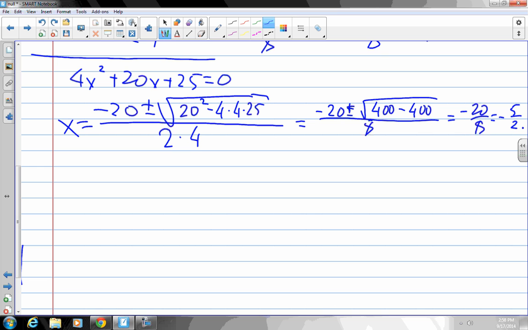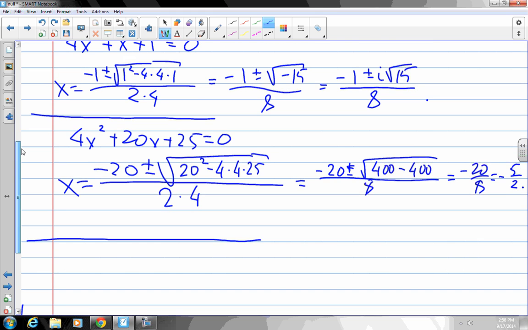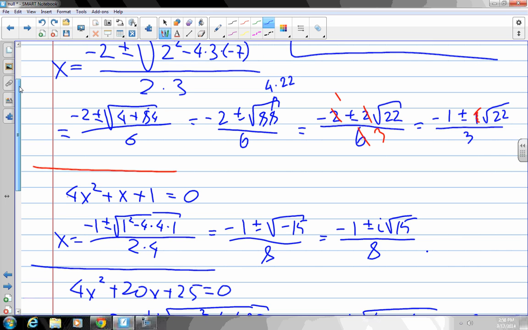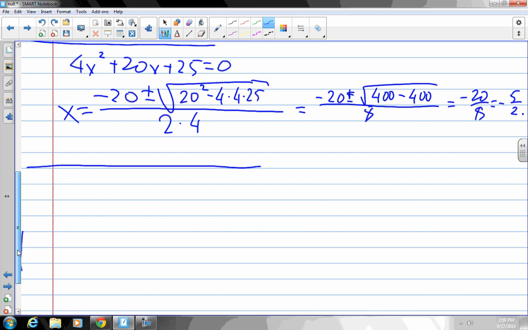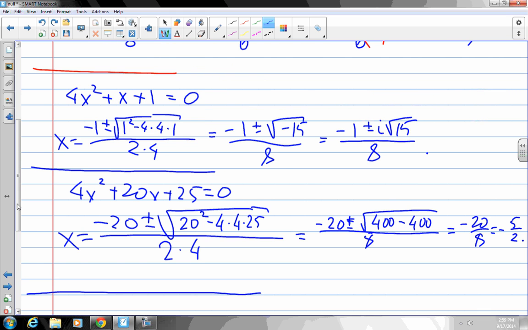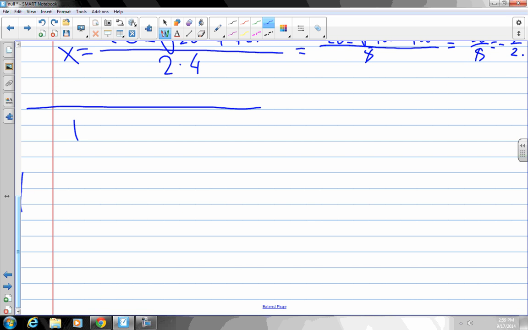Okay, so there is a way to predict how many real solutions a quadratic equation has, and it's all about what's happening under the radical. If the expression under the square root is positive, then you're going to get 2 real solutions. If it is negative, like here, you're going to have 2 complex solutions, so no real solutions. And if it is 0, you get 1 real solution. We call the expression under the square root the discriminant.